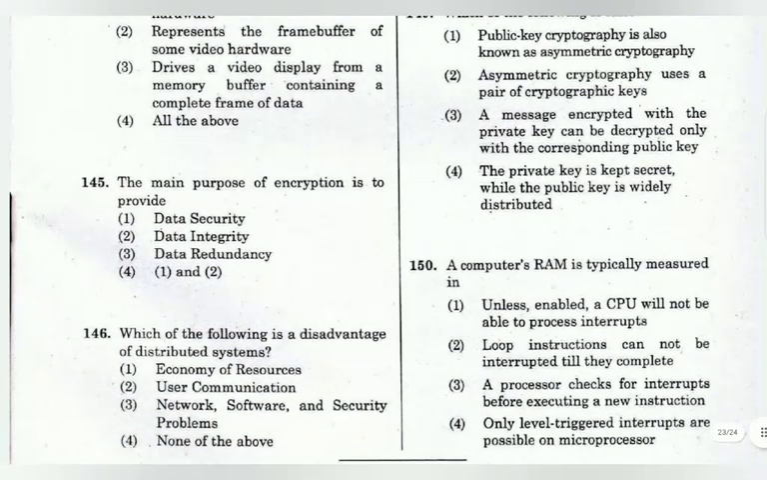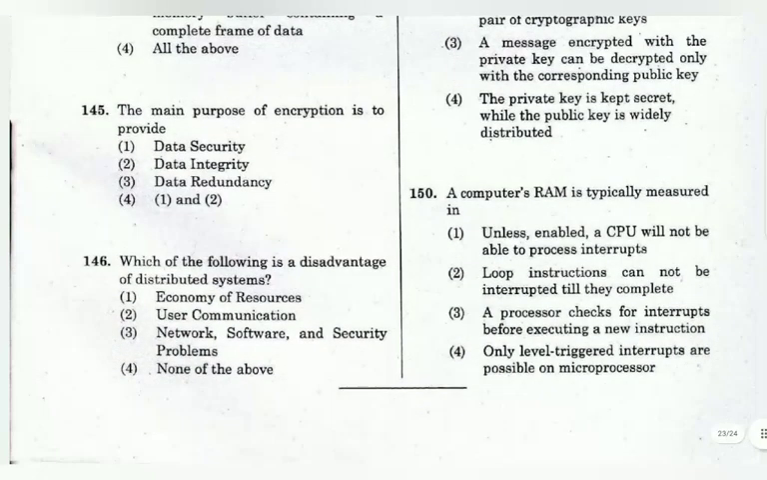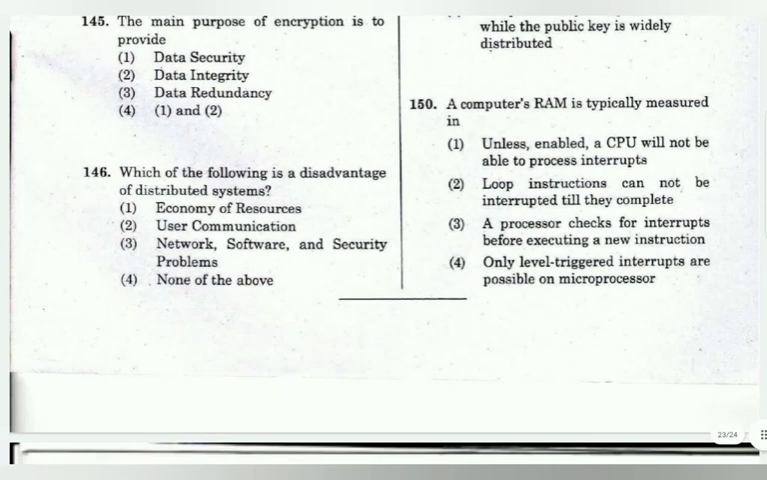The main purpose of encryption is to provide. Encryption is primarily used to ensure data security, data integrity. So that's why option 4, that is both data security and integrity, is the correct answer. Next, which of the following is a disadvantage of the distributed system? Distributed systems have drawbacks such as consumption of resources and network, software and security problems. So here option 1 is the correct answer, consumption of the resources, because it requires more computing resources.